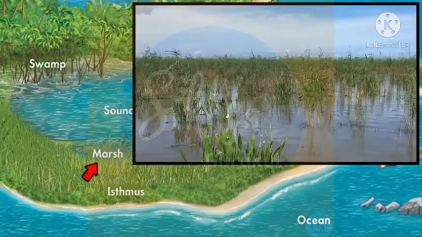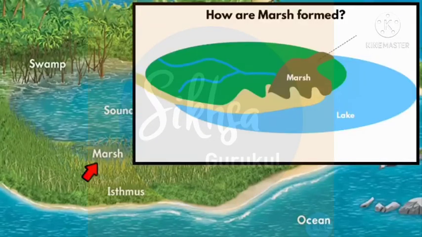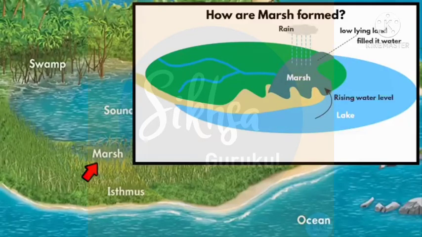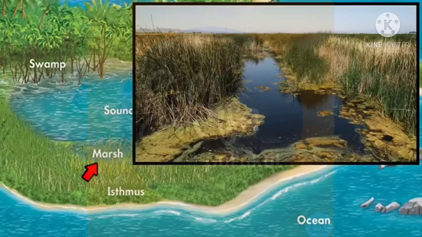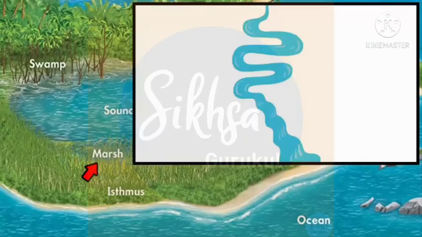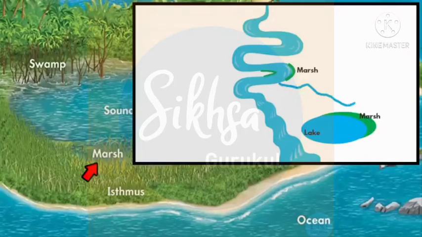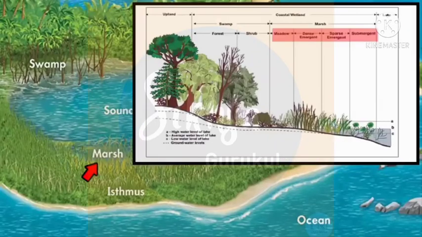The next term is marsh. It is basically a wetland. If you look at the area, it is a low-lying land which gets filled with water during rainy season or from rising water levels of a river, lake or stream. And how does a land become a low-lying land? Through continuous erosion processes or through deposition of sediment on nearby lands during floods. A marsh is always covered with water throughout the year. You will mostly find marshes at the edges of rivers, lakes and streams.